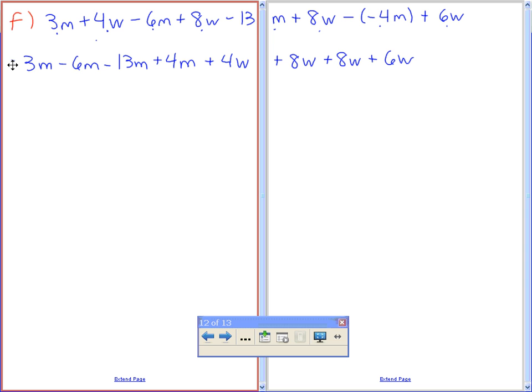Did you forget the minus negative 4? No. What I did for the minus negative 4, I'm going to just change that to plus, because minus negative 4. If you left it as minus negative 4, it'll still work out. It should still work out the same way.